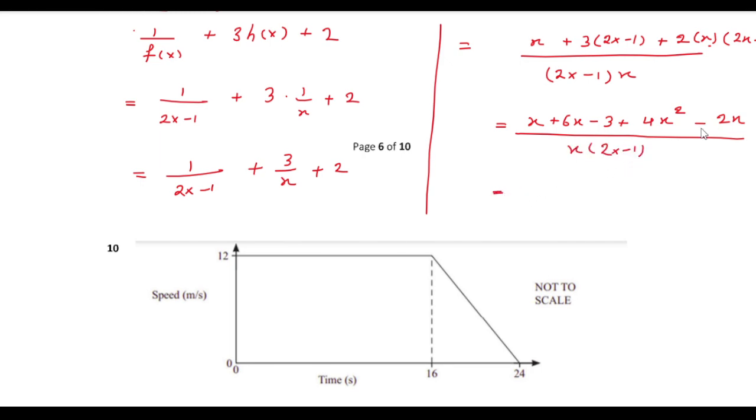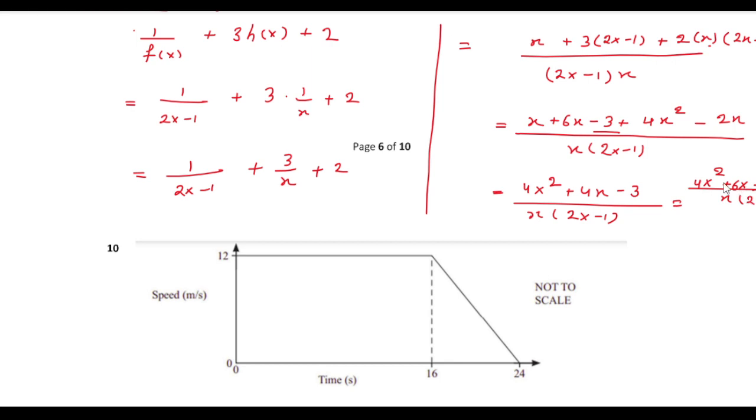Now this is 4x square, so I will write 4x square. 6x minus 2x is plus 4x, and here minus 3. So minus 3, and this whole divided by x times 2x minus 1. Now 4 times 3 is 12, minus 12, I have to factorize, so 6 and 2. So here it is going to be 4x square plus 6x minus 2x minus 3, and this whole divided by x times 2x minus 1.